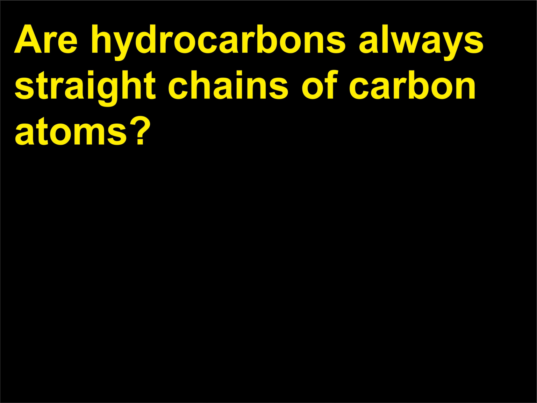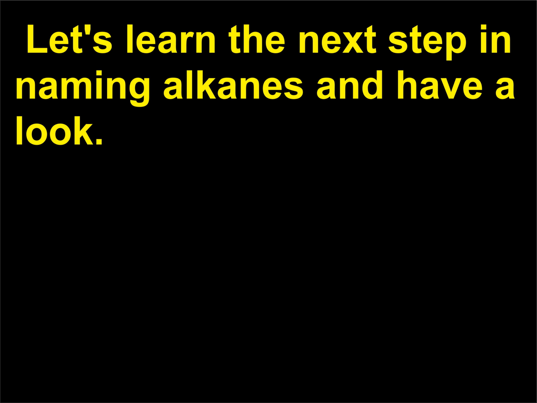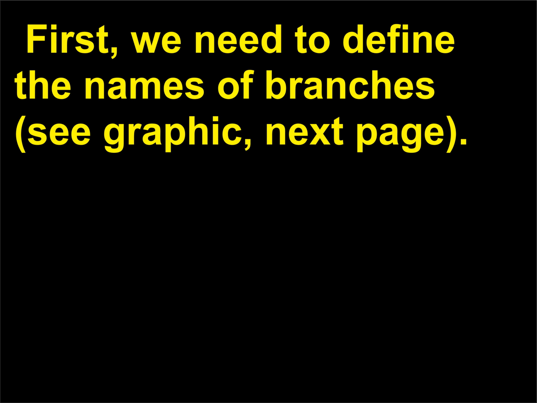Are hydrocarbons always straight chains of carbon atoms? No. There could be carbon atoms attached to the linear chains we talked about in the previous question. Let's learn the next step in naming alkanes and have a look. First, we need to define the names of branches. See graphic, next page.